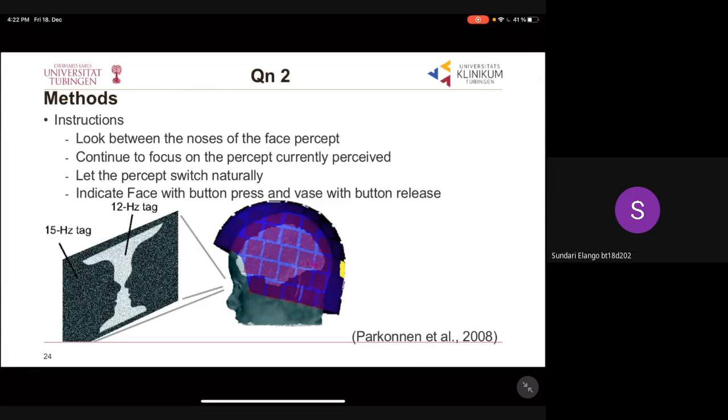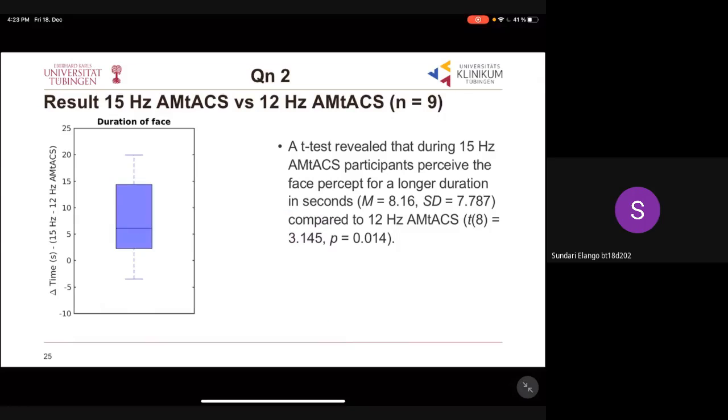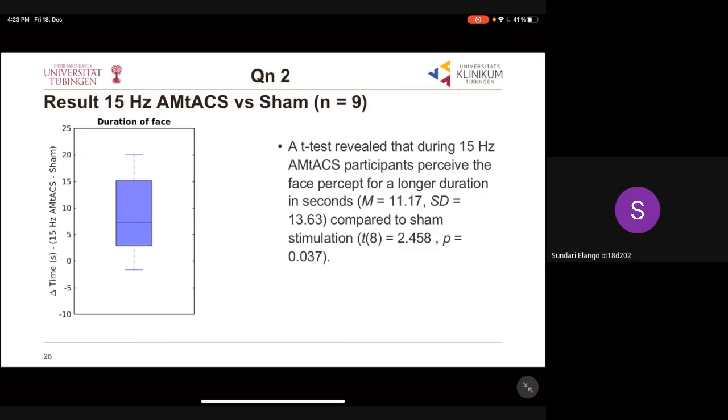What's known, in the absence of any stimulation, is that people usually spend an average of around 4.2 seconds on each percept, as mentioned in this article by Parkkonen. What we did is apply amplitude modulated stimulation, modulating the amplitude at 12 hertz and 15 hertz, while the electrodes were attached on the occipital lobe, which is at the back, shaded in yellow. And what we found was an increase in the time spent on the phase percept when 15 hertz stimulation was applied compared to when 12 hertz stimulation was applied. This was equally valid when we compared 15 hertz stimulation to when no stimulation was applied.